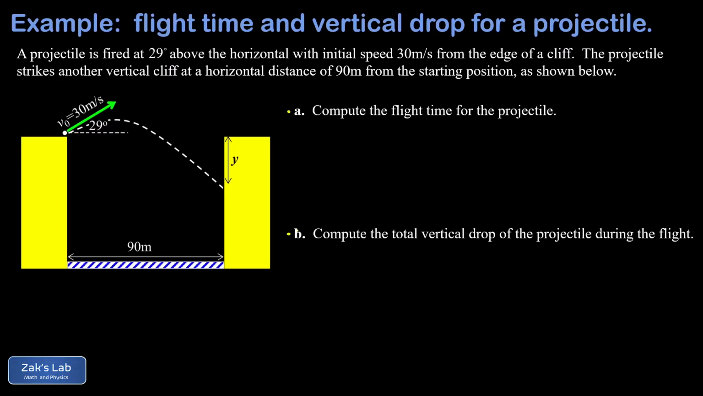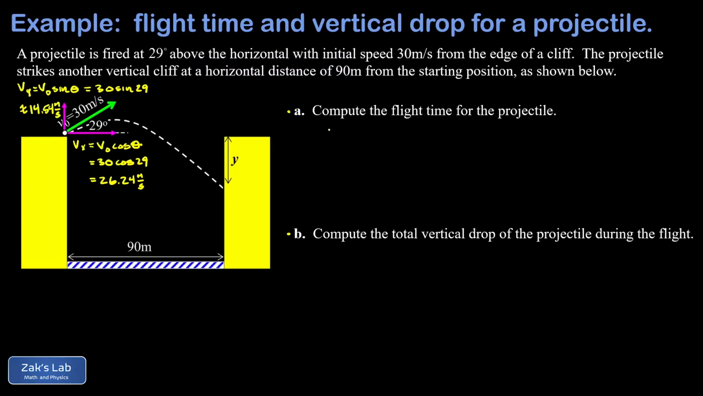The starting point for any of these problems is to just decompose that initial velocity vector into its x and y components. So the x component of that initial velocity is going to be v naught times the cosine of the angle. That's 30 cosine 29. And when I run the numbers on this, I get 26.24 meters per second. The y component is v naught sine of the angle. That's 30 sine 29. And when I run the numbers on this, I get 14.54 meters per second.